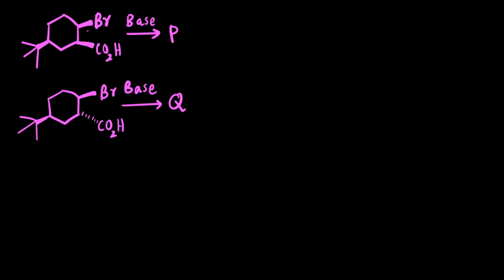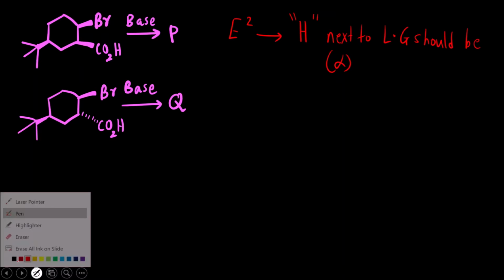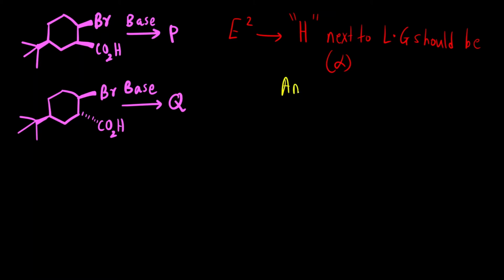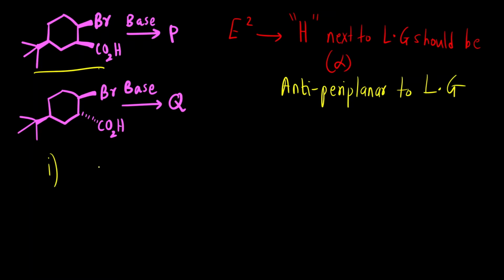Here a base is given, so we have to do an E2 elimination reaction. What is the stereochemical condition for E2 elimination? The hydrogen next to the leaving group, or you can say alpha to the leaving group, should be anti-periplanar. It's an important condition that we know: the hydrogen and the leaving group should be anti-periplanar. So we have to draw the chair conformation for both the structures.